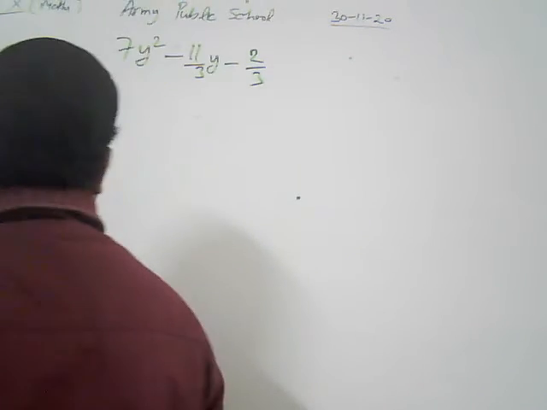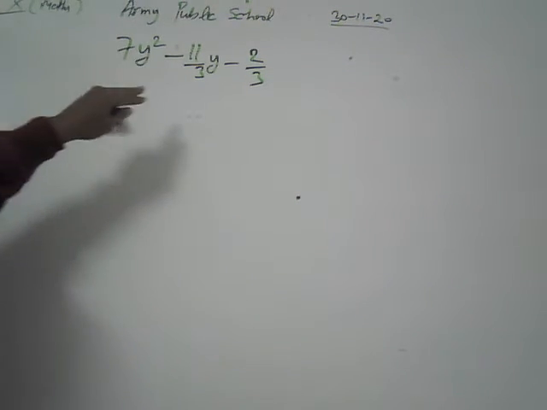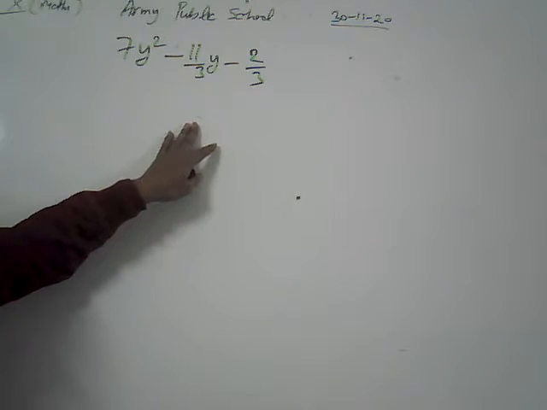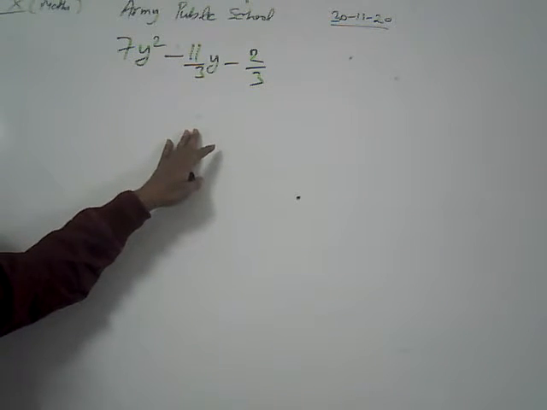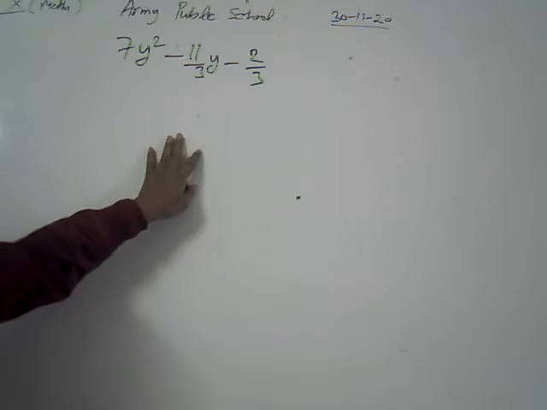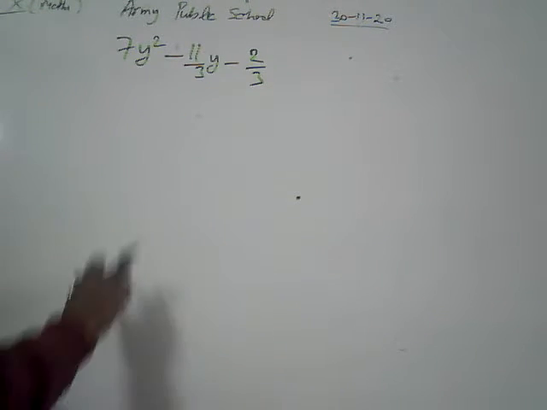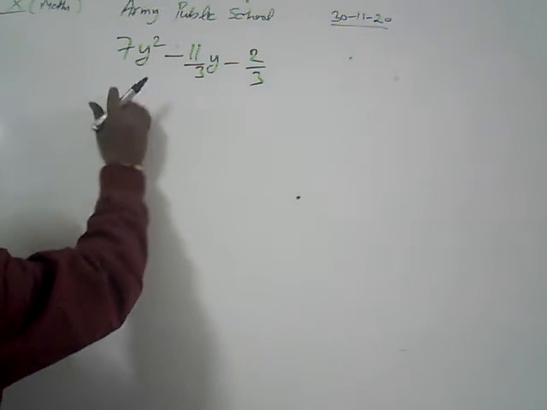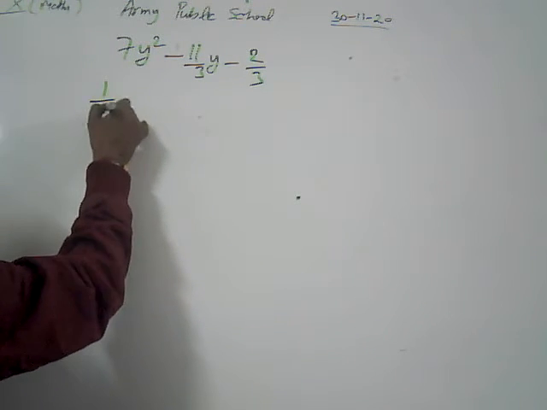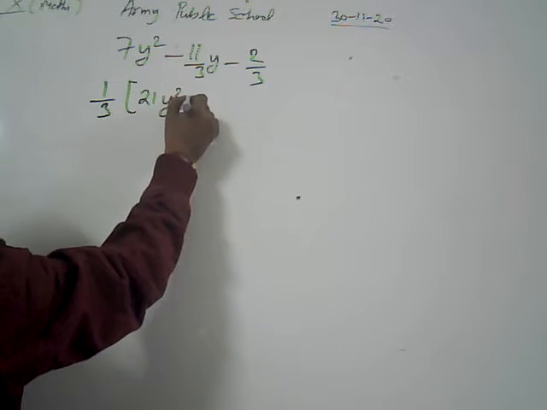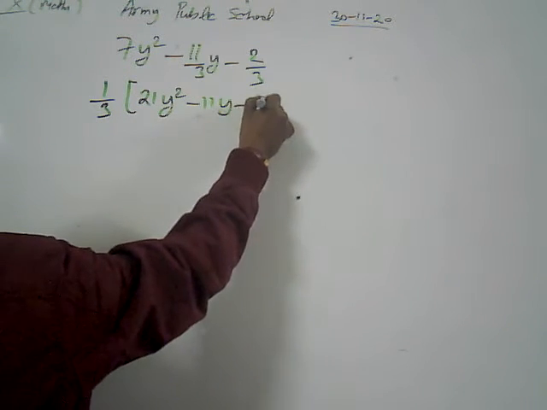Now look, we have to find the zeros of this polynomial, and also verify the relationship between the zeros of the polynomial and the coefficients. First of all, we are going to solve this. Take out 1 by 3 common and factorize it, and here we get 21y square minus 11y minus 2.